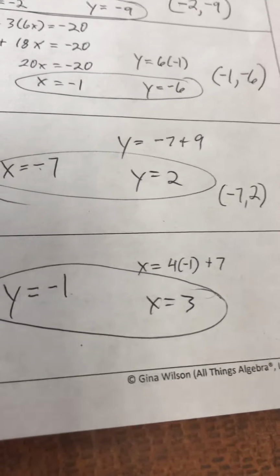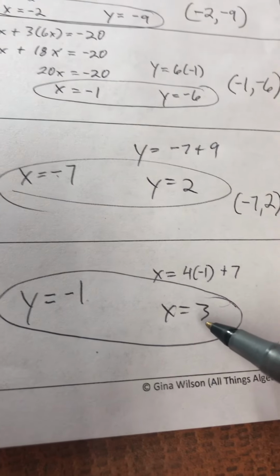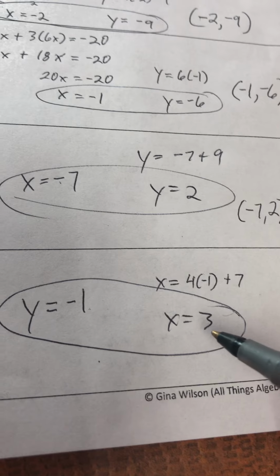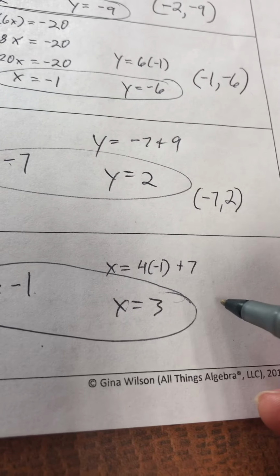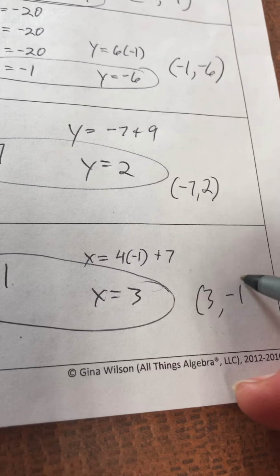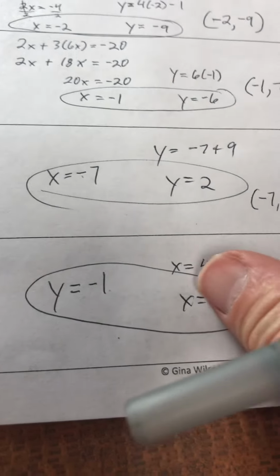No matter which one you choose, you're going to get the same answer because that's where they intersect. There's only one point where they intersect, so you're going to get that same answer. You could try it. So the x is going to be 3. So the point at which they intersect, the solution to the system of equations, is going to be (3, -1). Remember, the x is always listed first, even though we solve for y first.